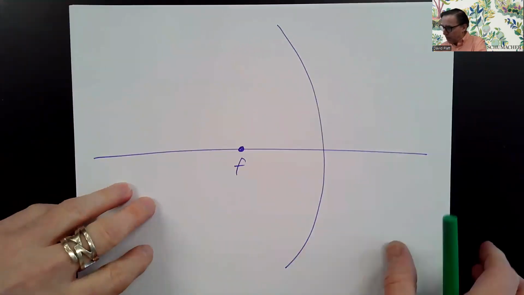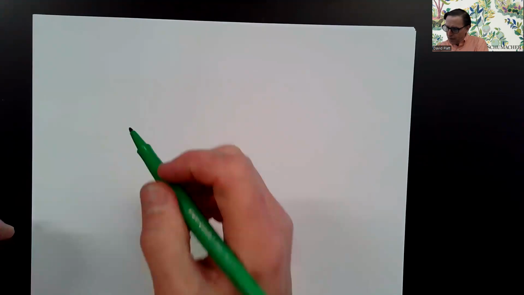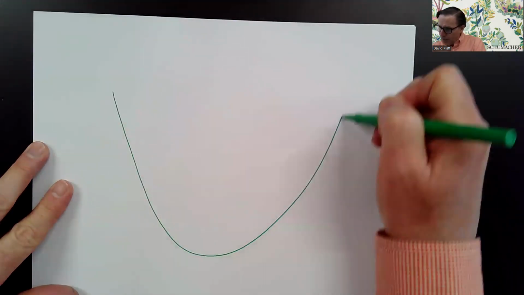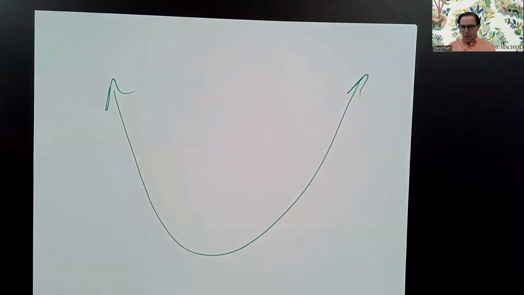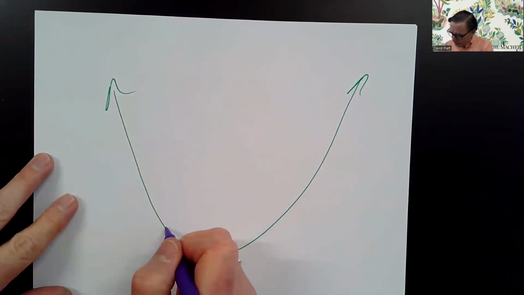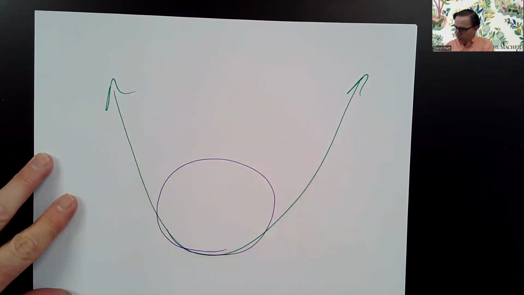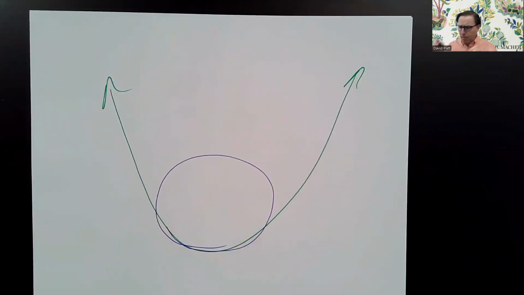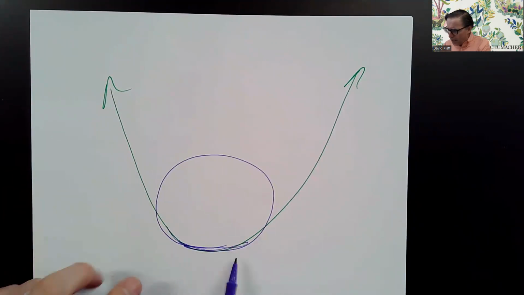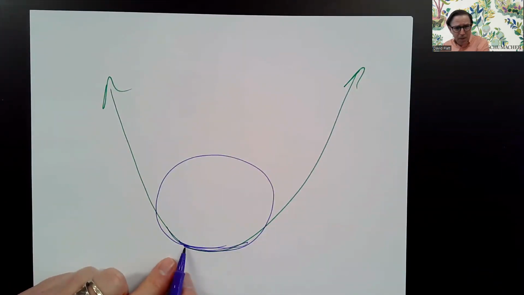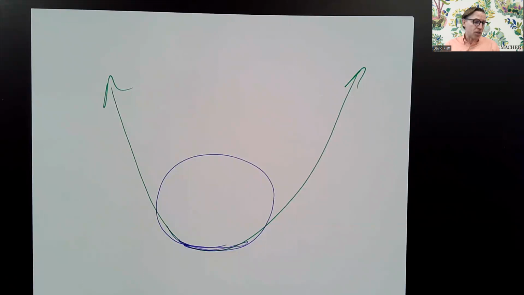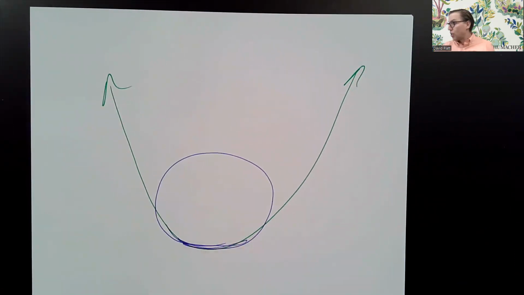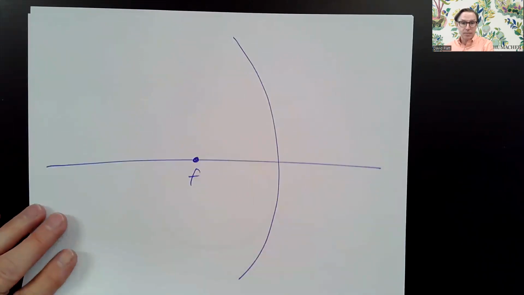Now, let's see. Let me try to draw a better parabola. Here's maybe a better parabola. And let me draw a circle. Now, circles and parabolas are not the same. But do you see that right here in the center, the circle and the parabola are kind of the same shape? So a lot of the mirrors in the world are truly spherical mirrors, but we pretend that they're parabolic mirrors so we can talk about things like a focus.